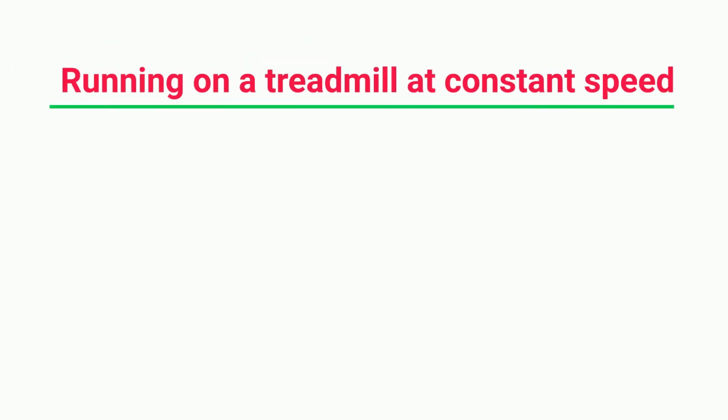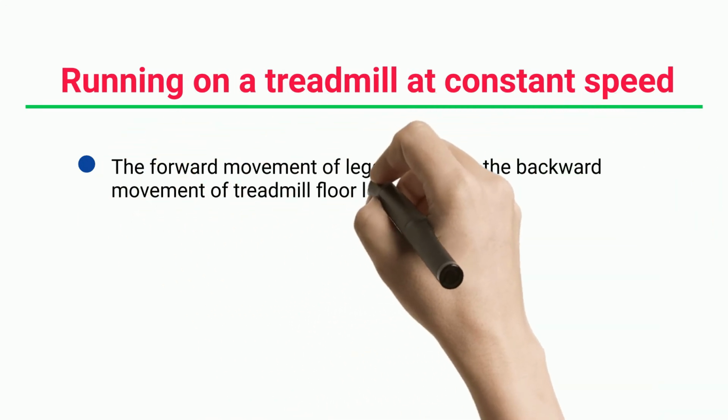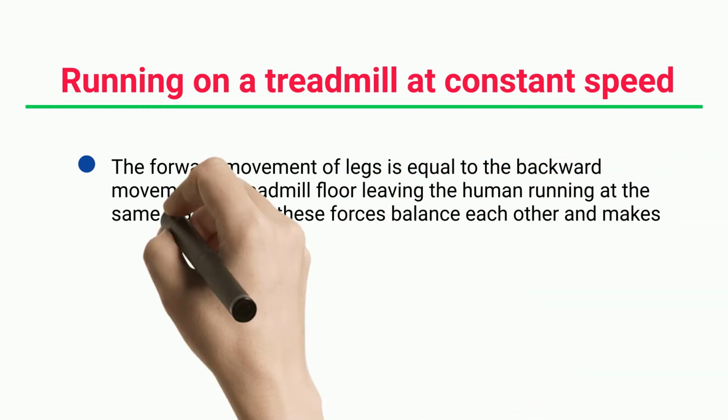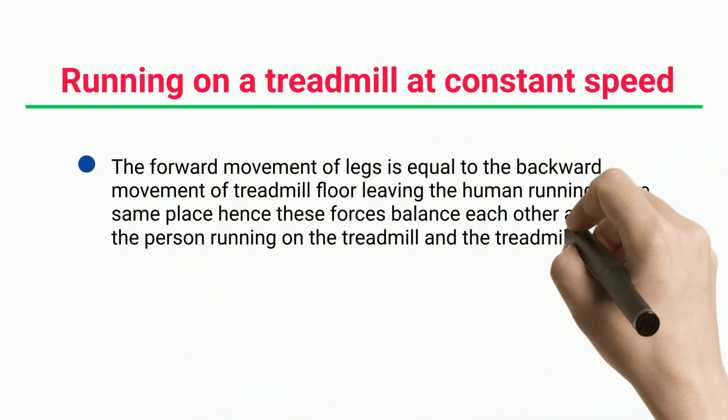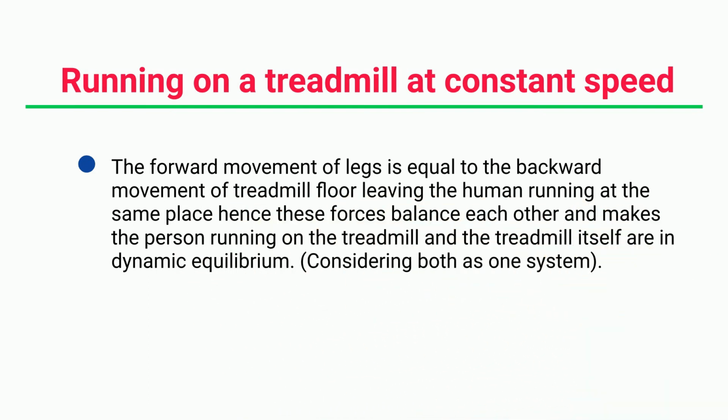Running on a treadmill at constant speed. The forward movement of the legs is equal to the backward movement of the treadmill floor, leaving the human running at the same place. Hence these forces balance each other, and the person running on the treadmill and the treadmill itself are in dynamic equilibrium, considering both as one system.